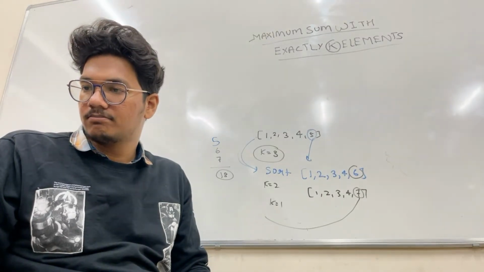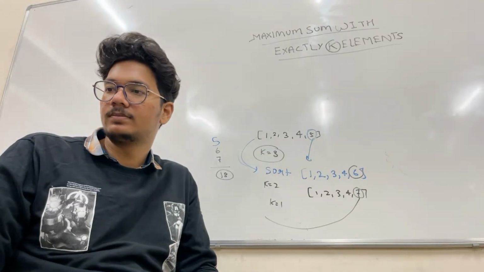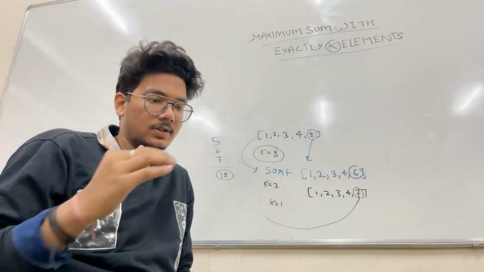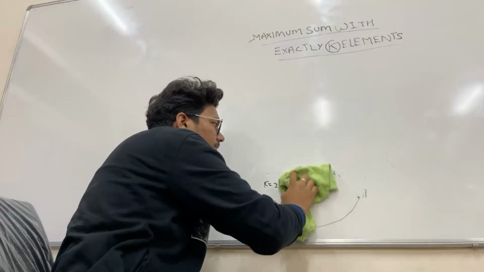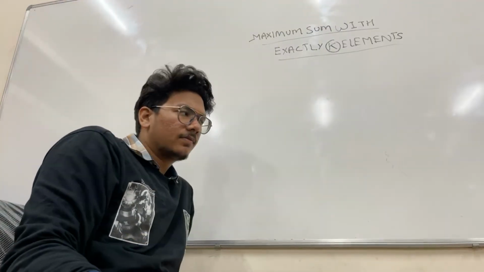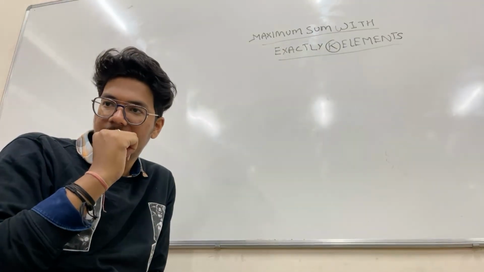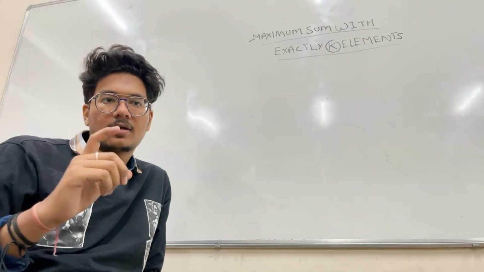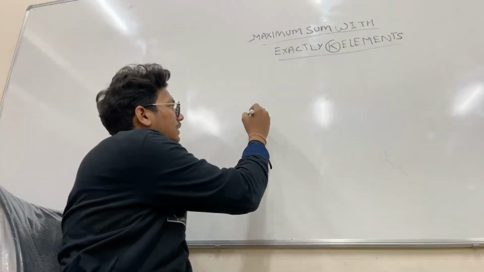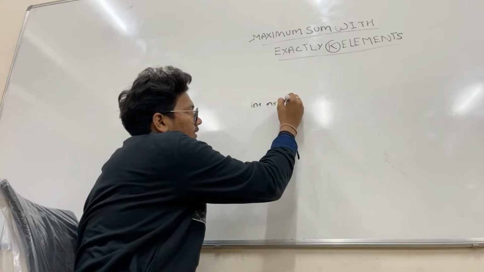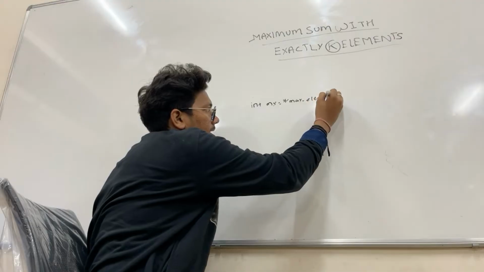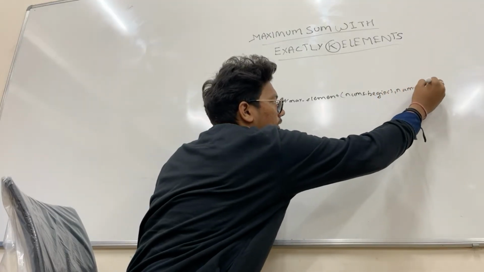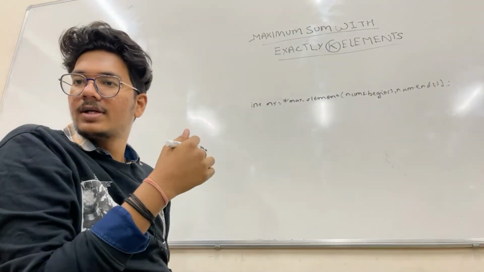I think this is one of the easiest problems. Instead of sorting, we can simply find the maximum element, and perform the operation on that number. So let's write the code. First, int max element is equal to star max underscore element of nums dot begin and nums dot end. By this we can find the maximum element.